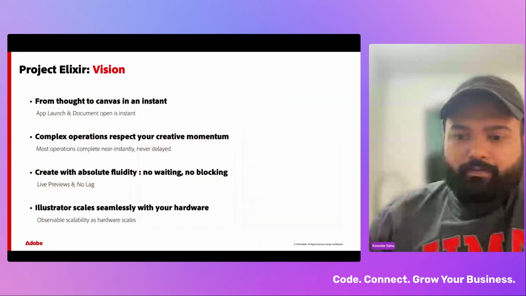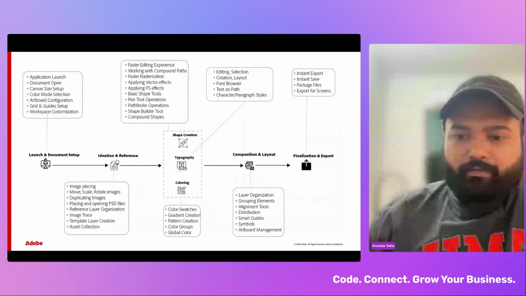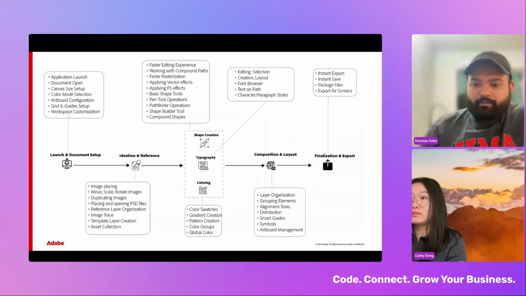So in Project Elixir, how did we go about making Illustrator fast? This is the entire roadmap and this is the entire work that we have figured out for ourselves. So we took a workflow approach, from when a user launches the document till the time they finalize and export, and we picked areas where we think we can make it quicker and faster for users. So as you can see, app launch, document open, canvas size setup. We are making these actions fast.